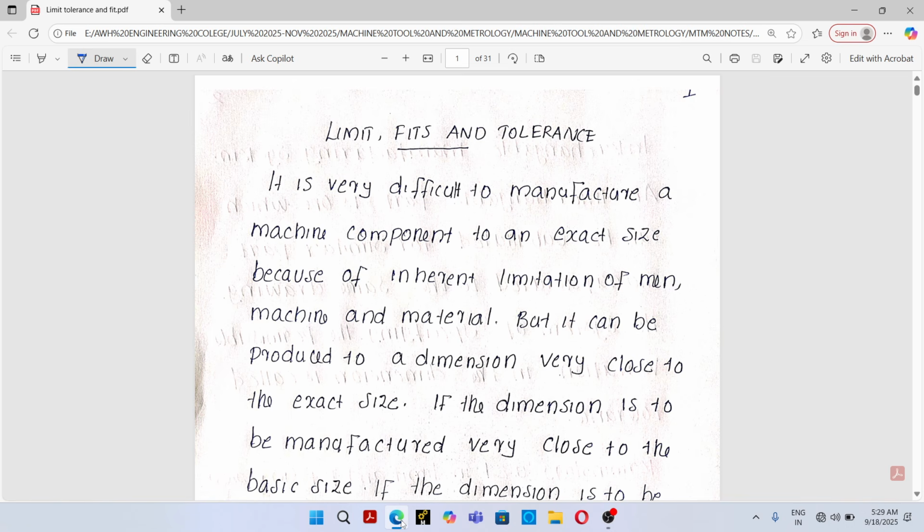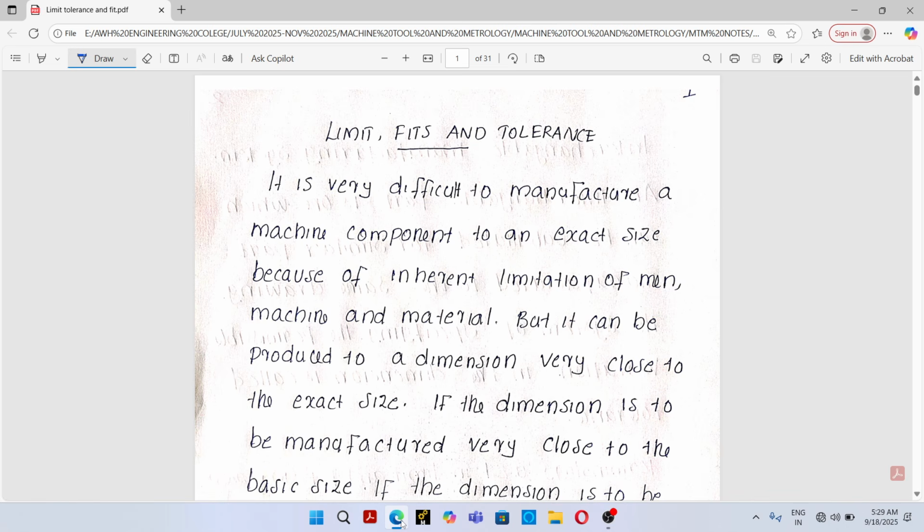In this video, I am going to discuss limit, tolerance and fits. This is the third class of module 4. In this section, we are going to discuss limit, tolerance and fits.